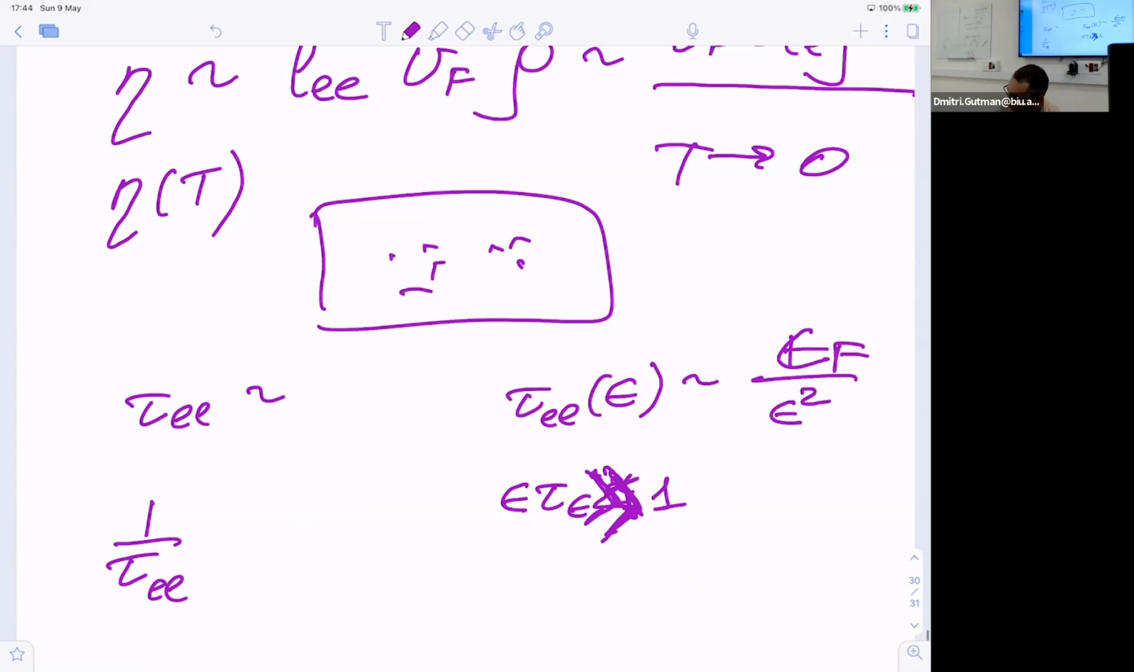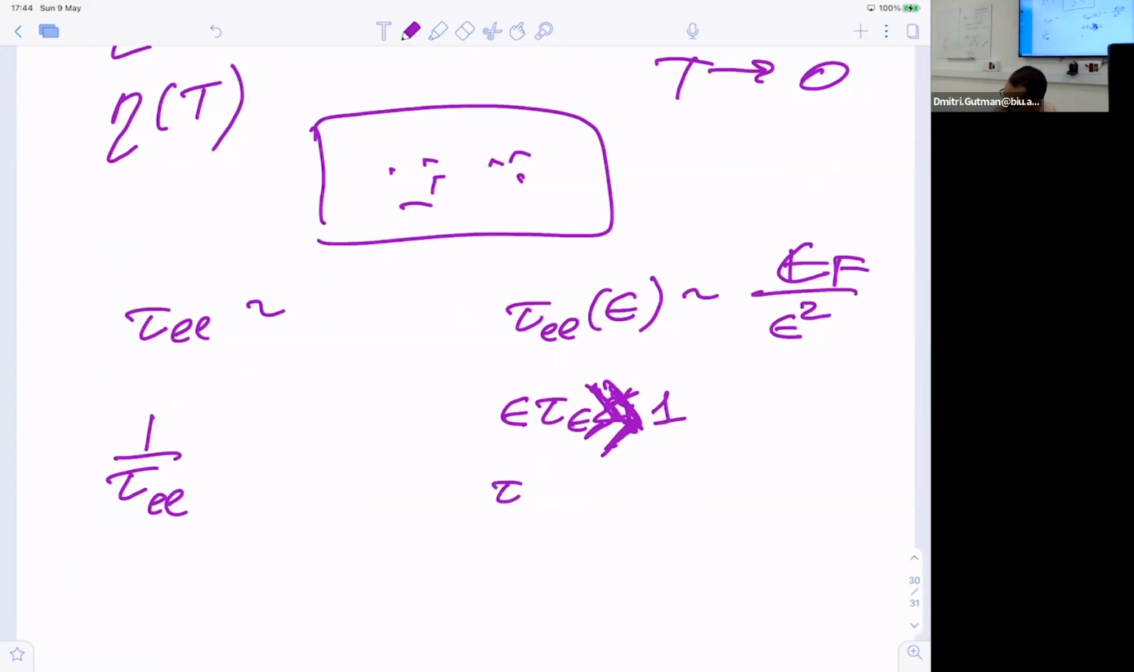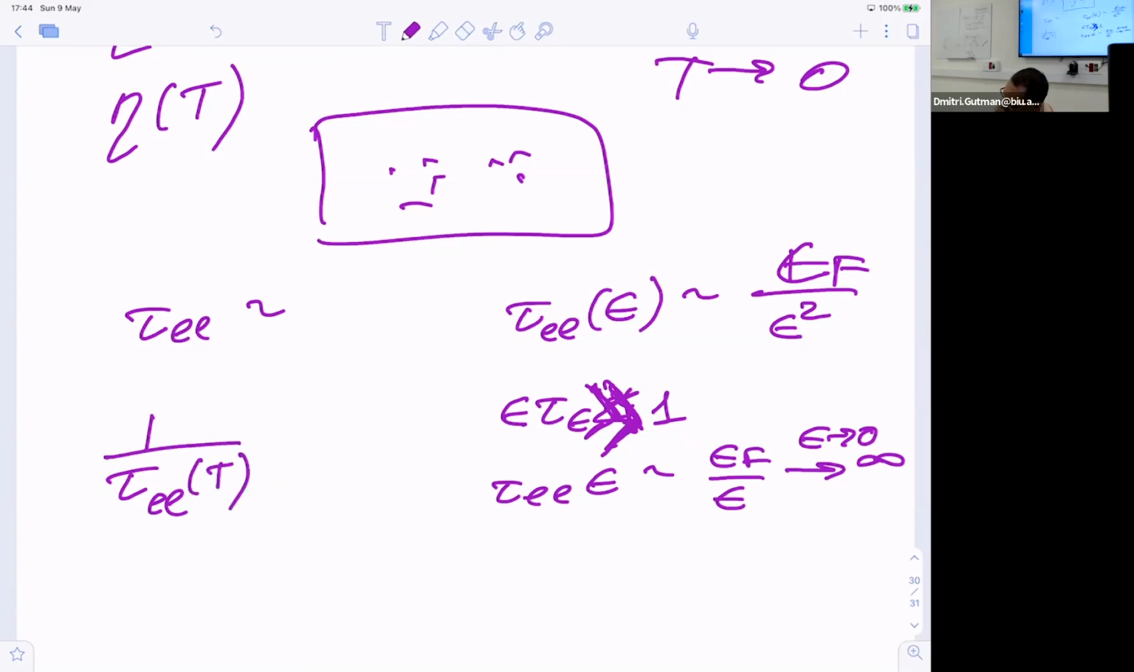And that's why tau of epsilon times epsilon is epsilon Fermi over epsilon, and that diverges at small epsilon. That's the scaling with energy, and roughly it's the same scaling with temperature. So if you ask what tau is as a function of temperature, 1 over tau is T squared over epsilon Fermi.